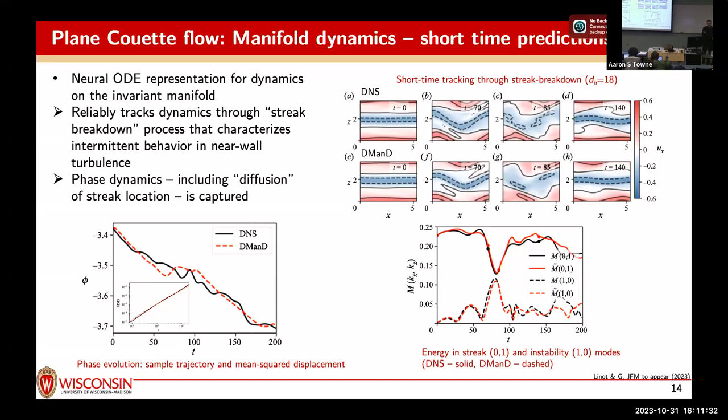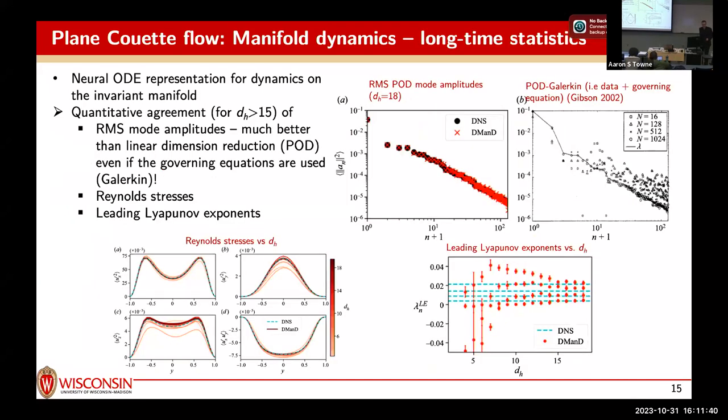This is really about the short time predictions. The other thing that'll be of interest to us is the long time statistics, and so we can look at those as well. In particular, here are the Reynolds stresses, and the different colors are just different dimensions of our low dimensional model prediction. And what you see is they essentially converge onto the true result when D is greater than about 50. So the Reynolds stresses you can predict quantitatively from this 18 dimensional model. These are the POD mode amplitudes, ordered by energy.